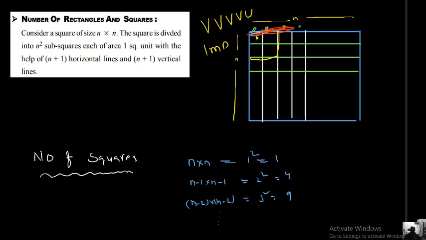Okay students, at last 1 by 1. Obviously 1 by 1 is n square only. What can I say? N square. So 2 by 2, simply, that is n minus 1 square. Now I want to count the sum of all the squares: number of squares is equal to just 1 square plus 2 square, and so on, plus n square.